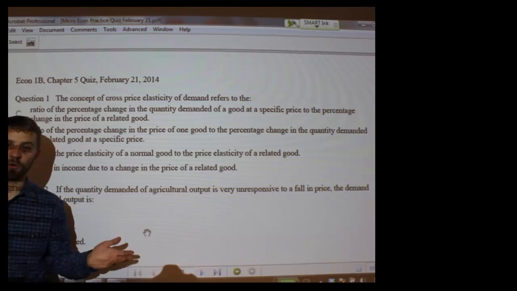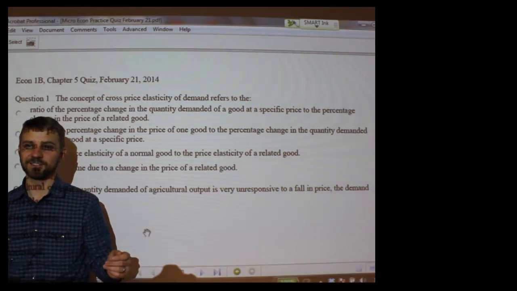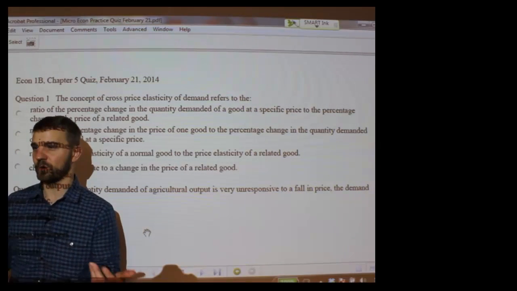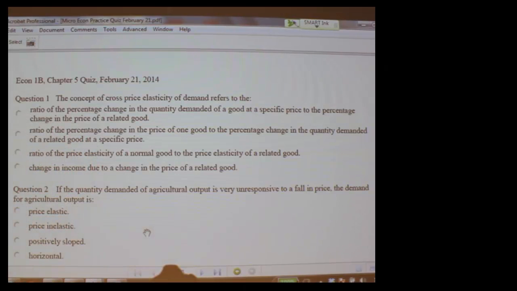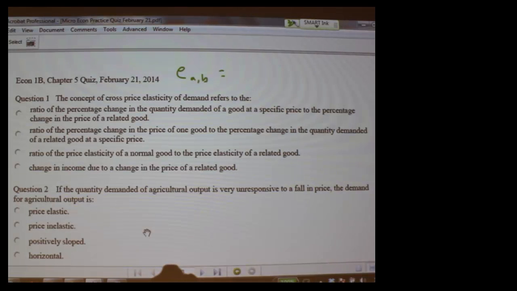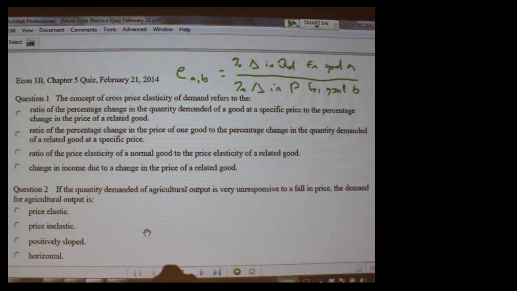Luckily, you're going to be able to use your book for a portion of the exam, and so you can pull them from the book when you're able to use it. But when you write it down, remember the formula is elasticity between good A and B. The cross-price elasticity between good A and B is the percentage change in quantity demanded for good A over the percentage change in price for good B.